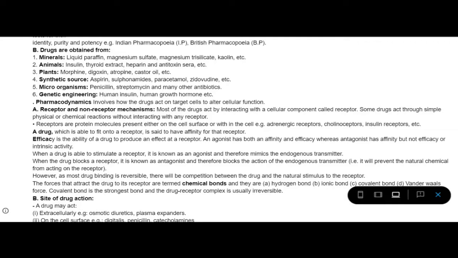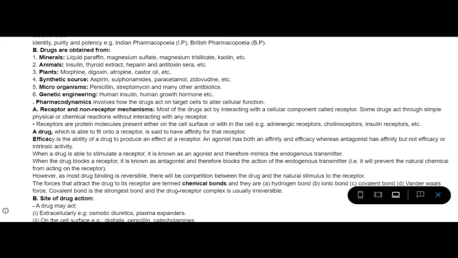Let's look at how drugs are obtained. Those are the sources of drugs. You have minerals, you have animals, plants as a source, synthetic sources, you have microorganisms, you have genetic engineering. In minerals, we have liquid paraffin, magnesium sulfate. Those are examples of drugs that are extracted from minerals, magnesium trisilicate.